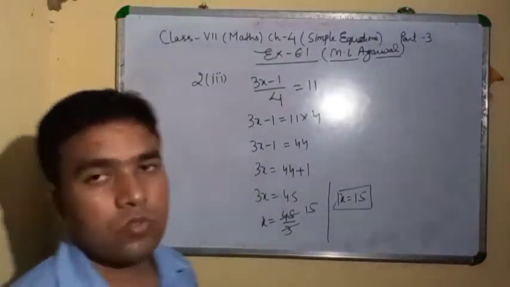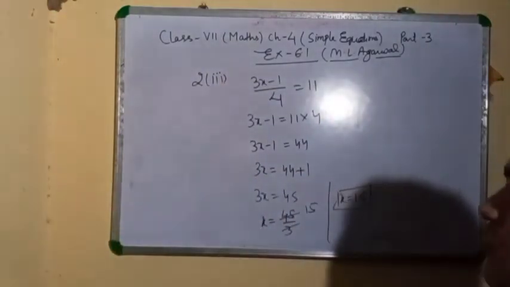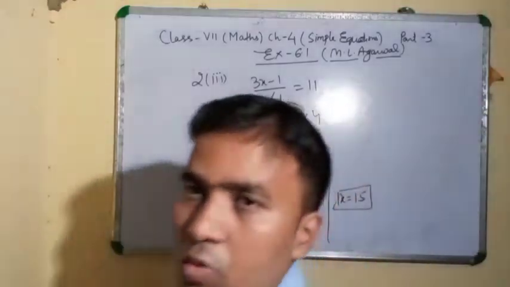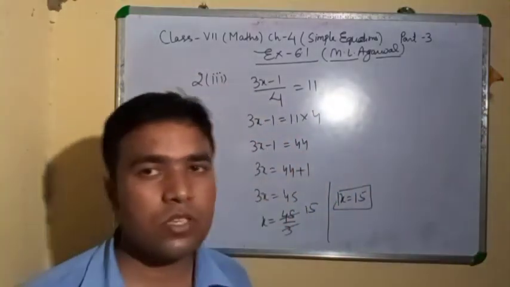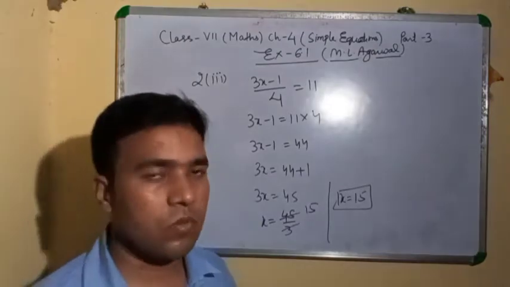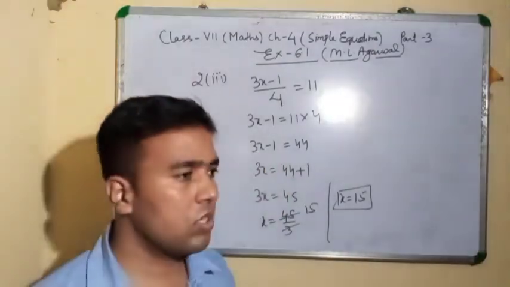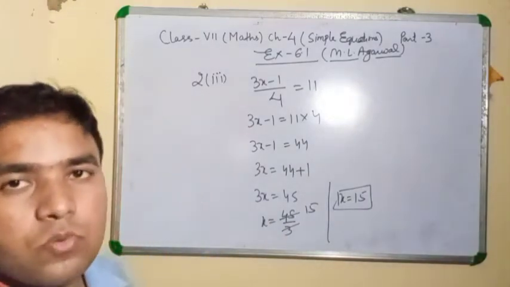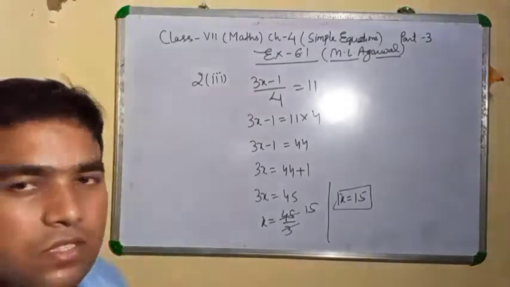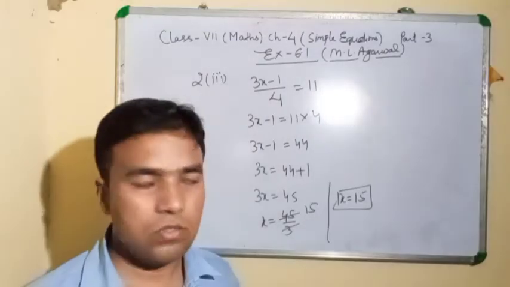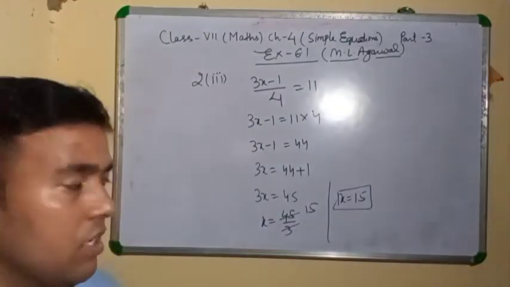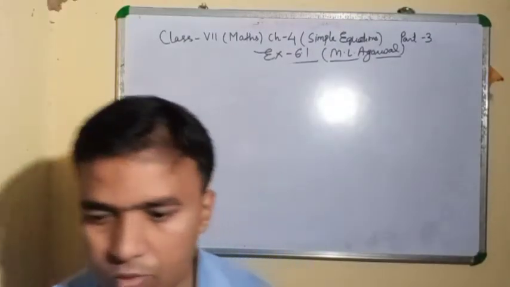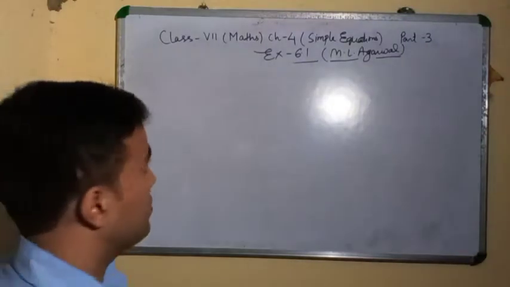See, one more time I will explain. 3x minus 1 by 4 equal to 11. Cross multiply you will do. 3x minus 1 equal to 11 into 4. 11 4s are 44. Then 3x minus 1 equal to 44. 3x equal to 44 plus 1. Clear? So 3x equal to 45. Then x equal to 45 by 3. 45 divided by 3, you will get 15. Note down.